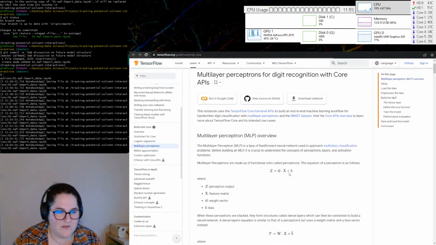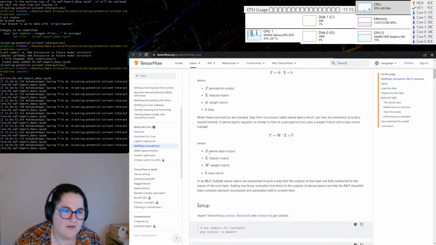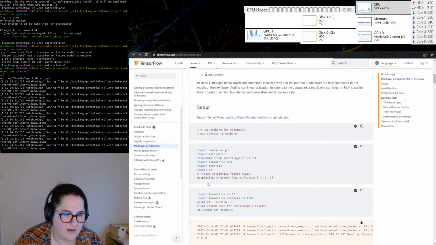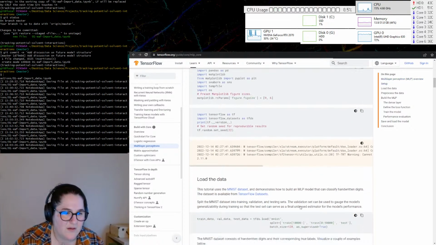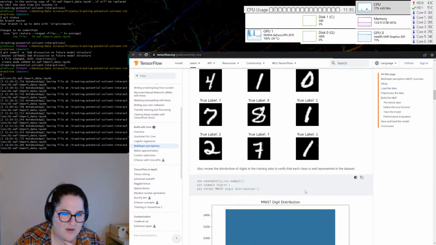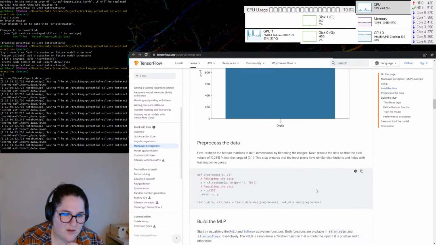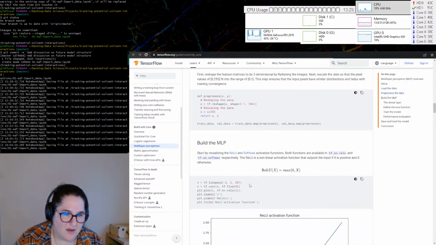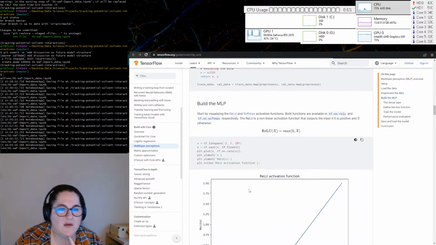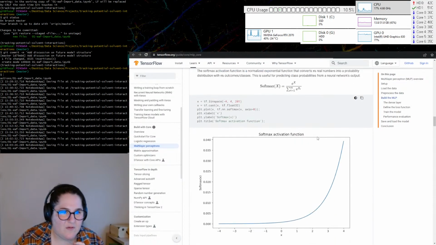Here's an overview. This is kind of what we've talked about. We have a feature matrix and a weight and a bias. Then we have dense layer. This is more what I think I'm used to here. Load the data. Then we have our plots and our subplots. They're just kind of showing us the true labels. Then digit distribution. Cool, pre-process the data. This building, the ReLU. And then they're showing us the graph of it. That's pretty cool. Then the softmax, and they're showing us the graph of it.